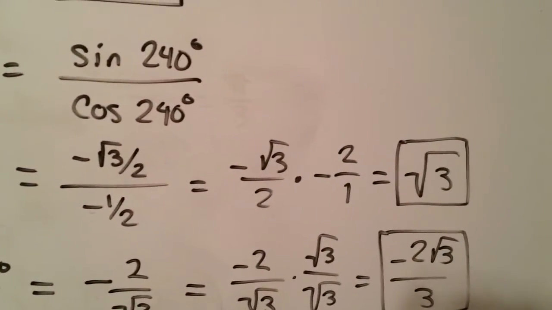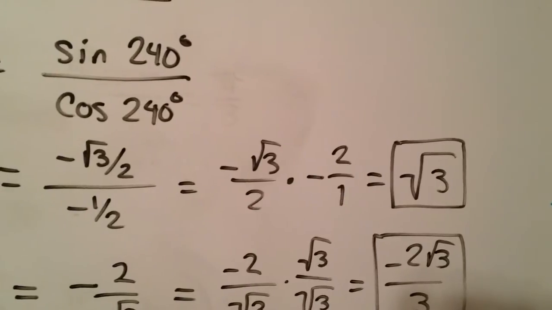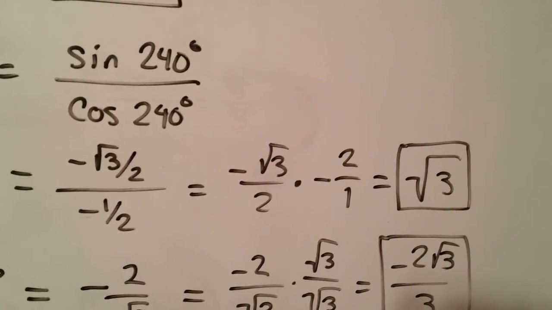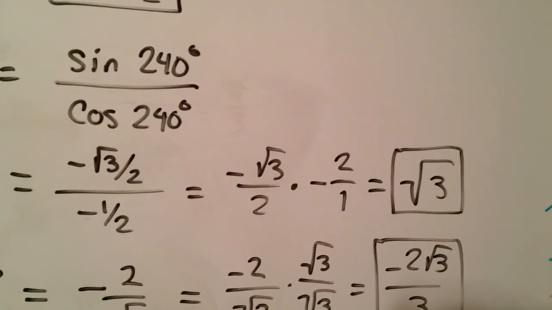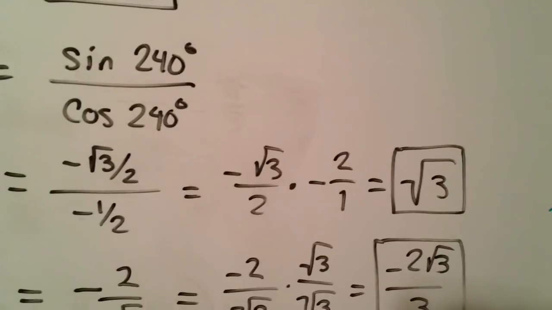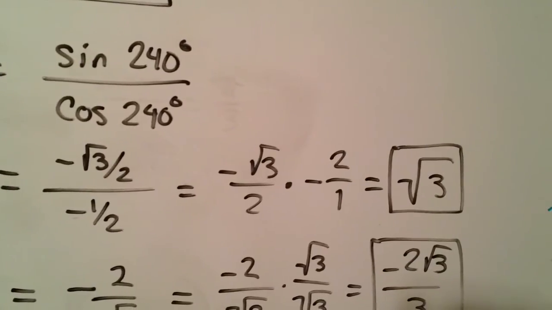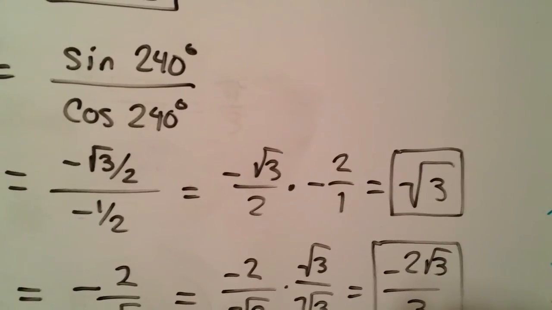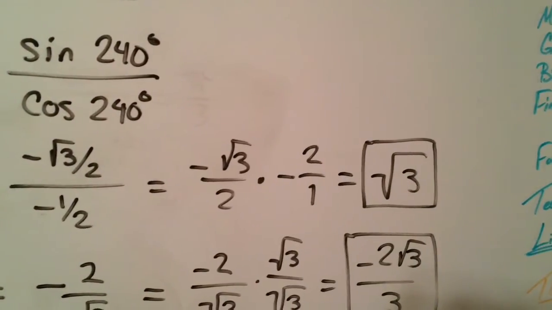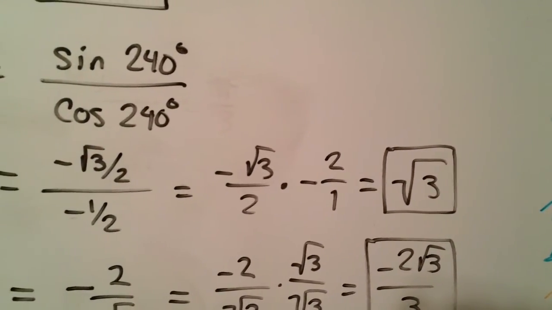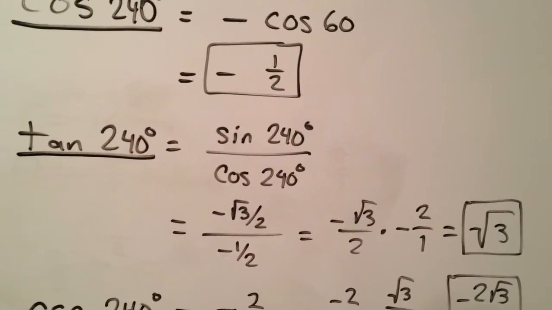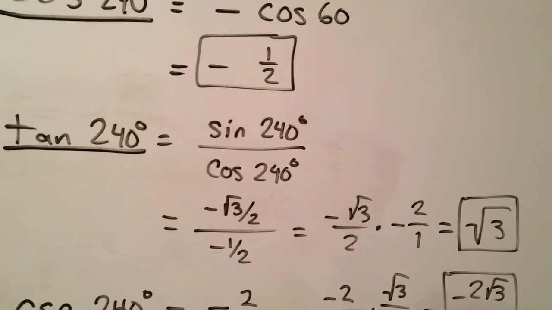When you divide by fractions, you take the reciprocal of the second fraction and multiply, and thus get negative square root of 3 over 2 times negative 2 over 1, in which the 2's cancel. The negative times negative becomes positive, and the square root of 3 divided by the 1 is square root of 3. So the tangent of 240 degrees is square root of 3.